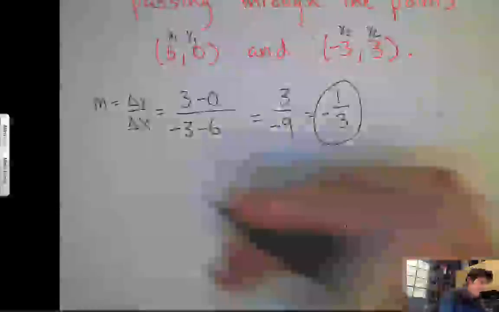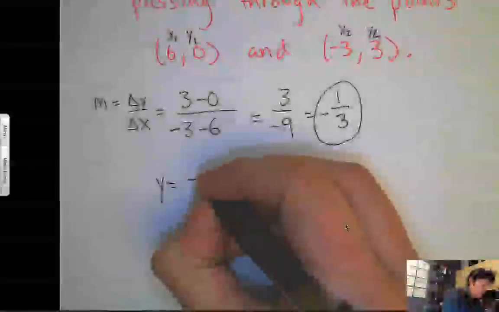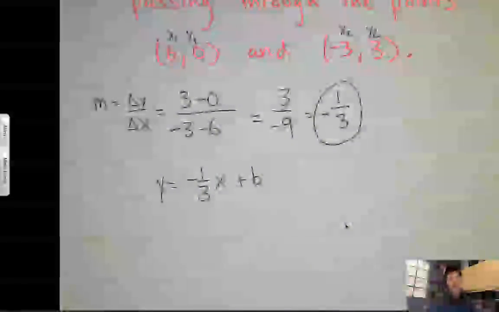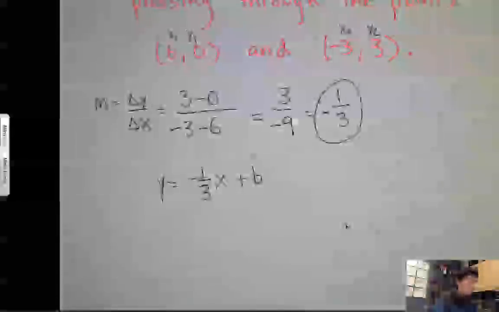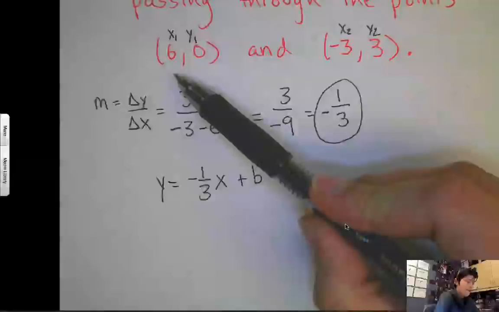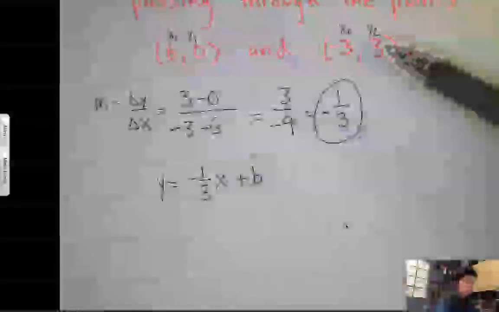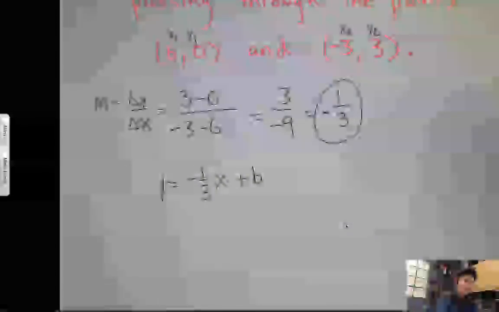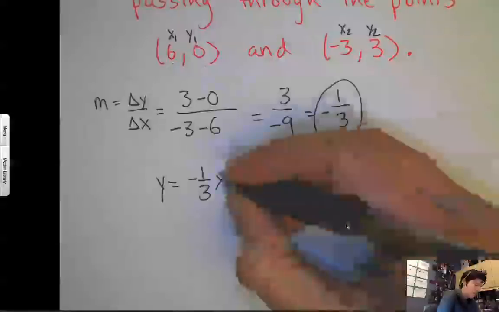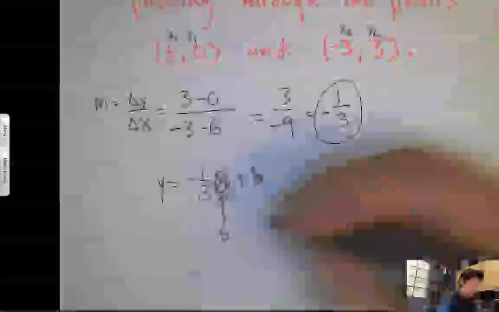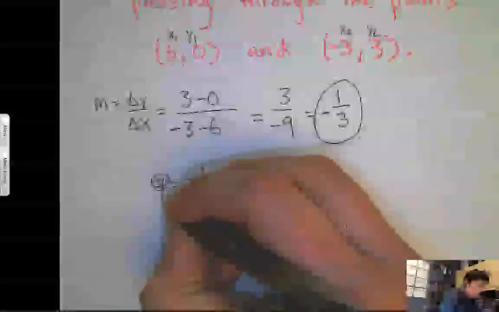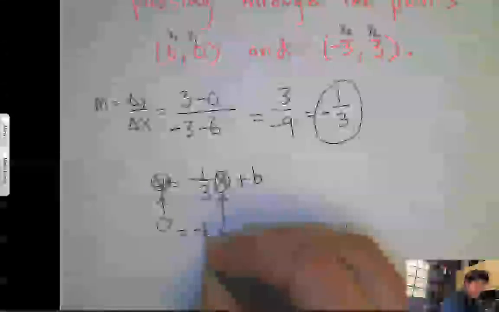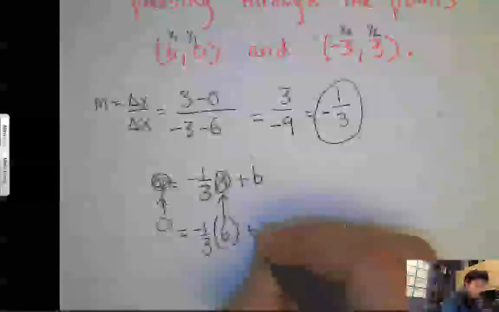And then I'm going to write my equation. y equals negative 1/3 x, because that's my slope, plus b. I don't know my y-intercept. So let's substitute some values in and figure it out. Either use the 6 and the 0, or use the negative 3 and the 3. It totally doesn't matter. 6 and 0 might be easy. Let's give it a try. So 6 goes in for the x, and 0 goes in for the y. And we're going to have 0 equals negative 1/3 times 6 plus b.